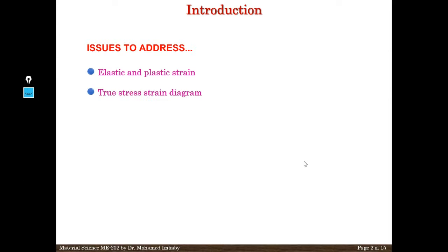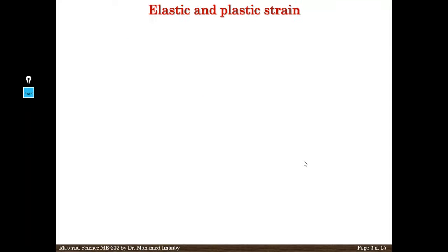Elastic and plastic strain. What is called the true stress strain diagram, the strain hardening process or strain hardening region, and the ductility, toughness, and resilience of the material. All of these properties, in addition to the properties we learned last week, come from one graph. It's called the stress strain graph. Just reminding you what we already studied last week.